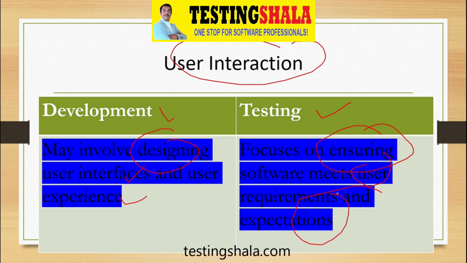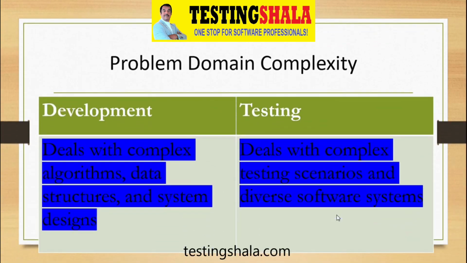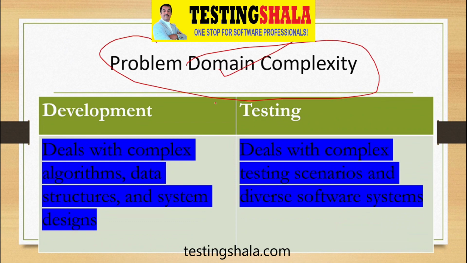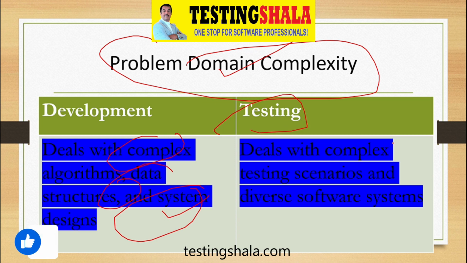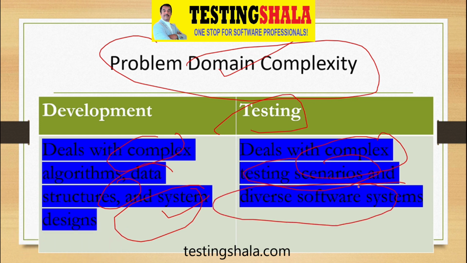And in terms of problem domain complexity, the development team is going to deal with complex algorithms, data structures, and system design from the development perspective. From the testing perspective, they are going to deal with complex testing scenarios and diverse software systems. That's where integration will happen with multiple systems, and we'll have to test those multiple integrated software systems. That becomes very complex for software testers.